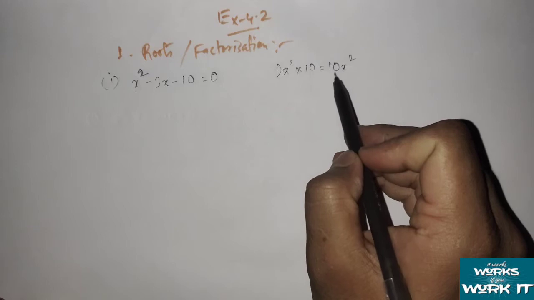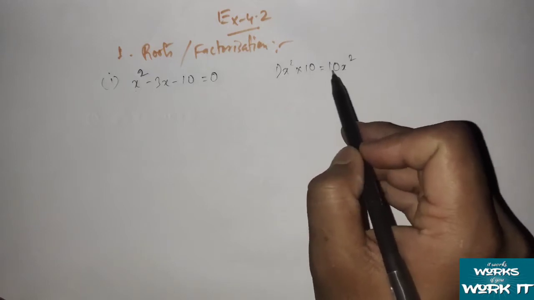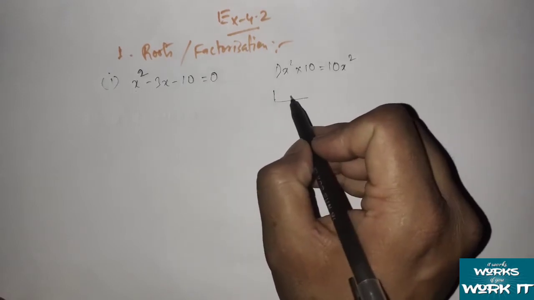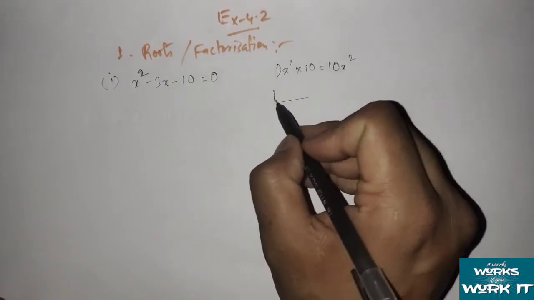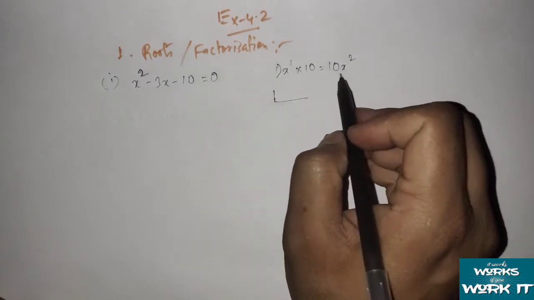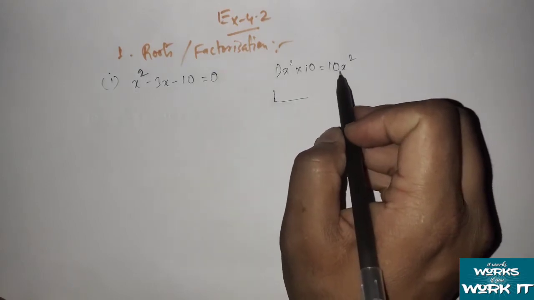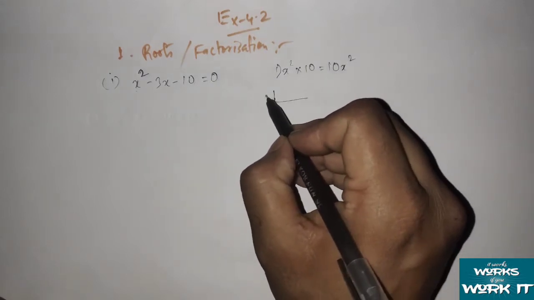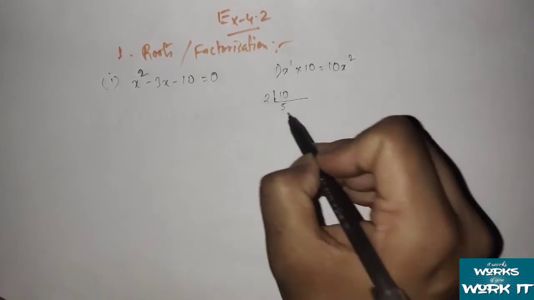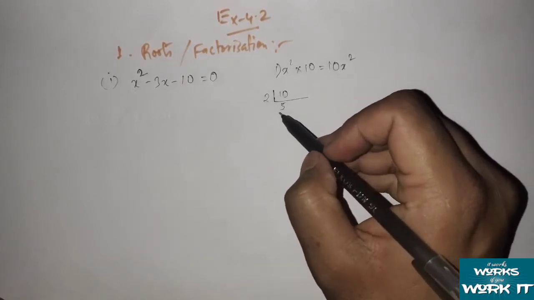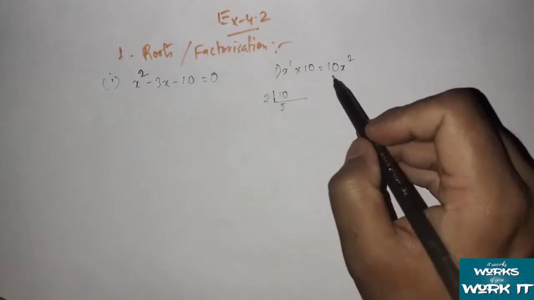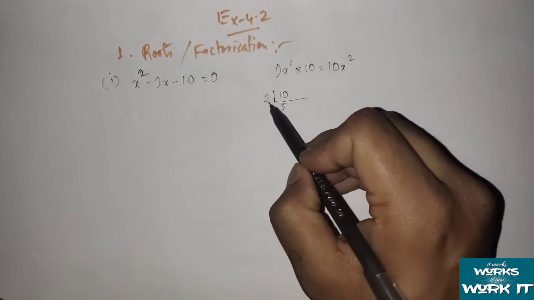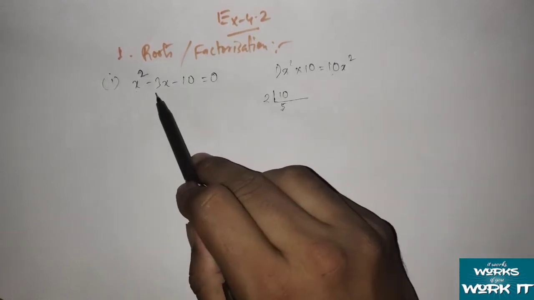Okay, so taking this number 10, we need to find out the prime factors. How many prime factors do we need to find out? 2 prime factors of 10. So 2 into 5 gives us 10. So what are the numbers we are getting? 2 into 5 we are getting 10, and also if I subtract 5 and 2 we can get 3.